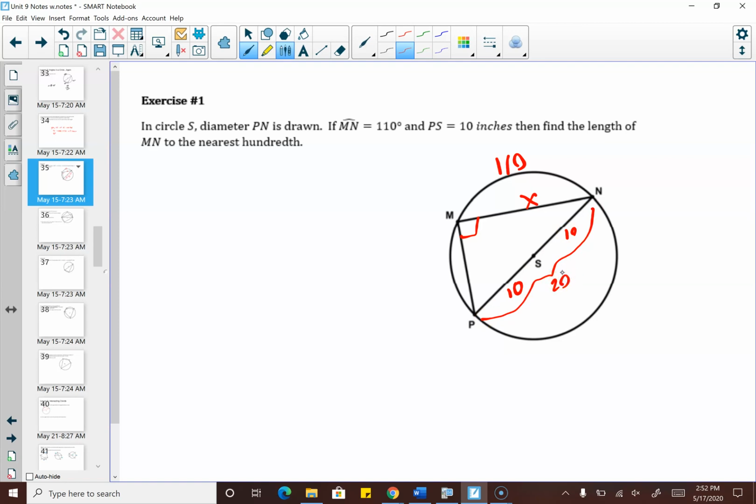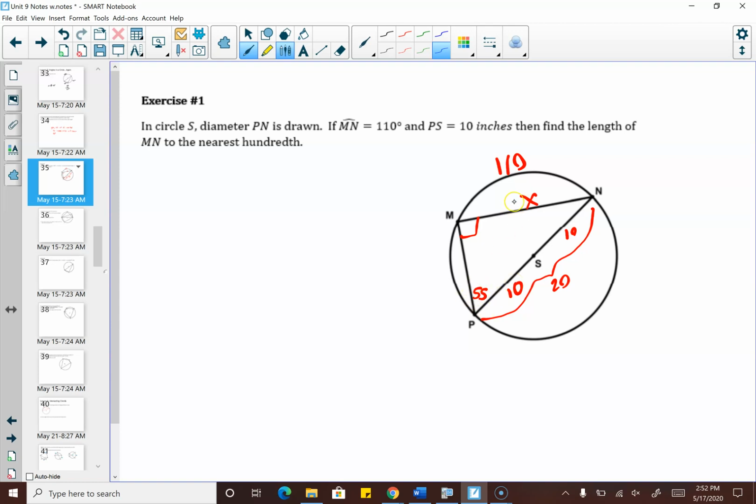Now, usually in a lot of these problems, you end up doing Pythagorean theorem. But to do Pythagorean theorem, we would need side MP. So why did they give us this arc MN to be 110 degrees? Well, the reason is that we could take that and find out that angle P is 55 degrees because it's inscribed, so it's half of that 110. And now what do we have? We have a right triangle where we have one side, are looking for another one, and have one of our angles. So therefore, we're going to do trig.